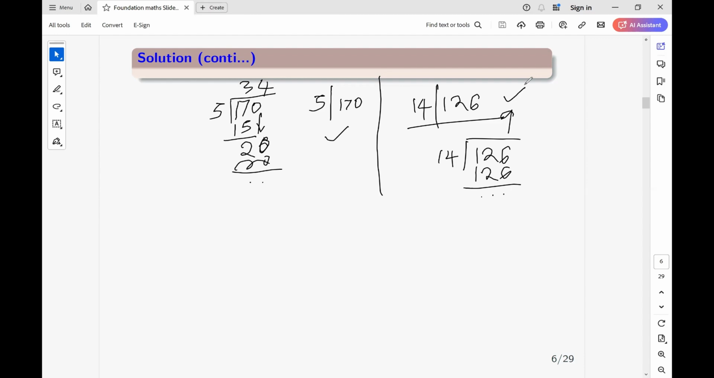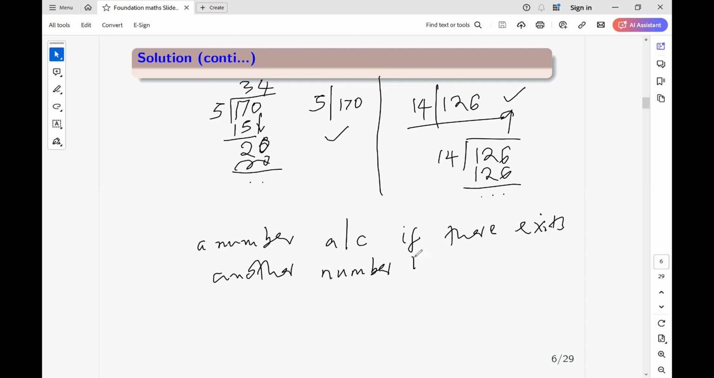Okay, so that is okay. So what we learned was our definition of divisibility. We said that a number A is said to divide C if there exists another number B such that C is equal to AB.